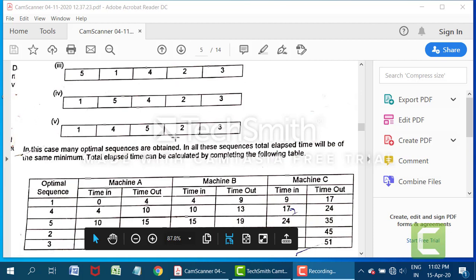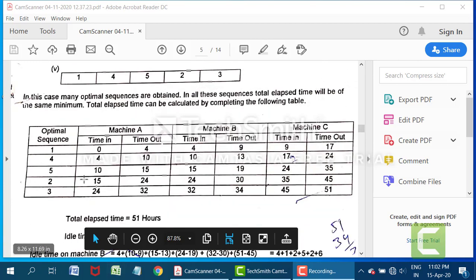The last sequence followed is 1, 4, 5, 2, 3. Instead of this one, any sequence you can follow. All these are optimal sequences only. So 1, 4, 5, 2, 3. So the optimal sequence is written.